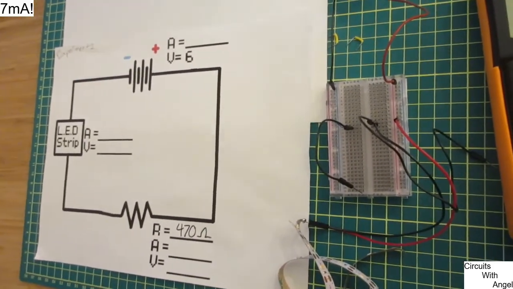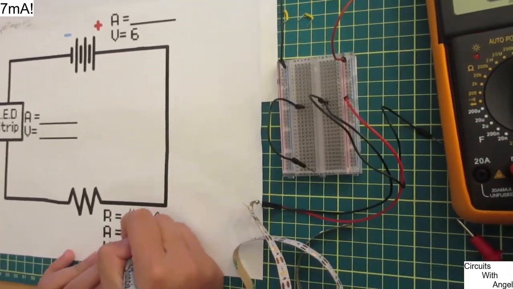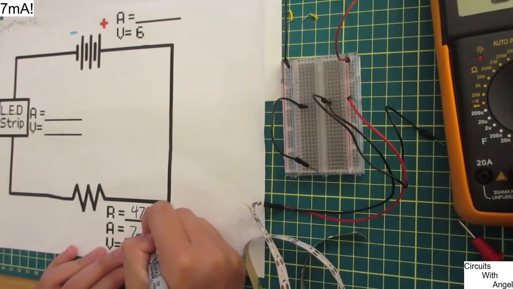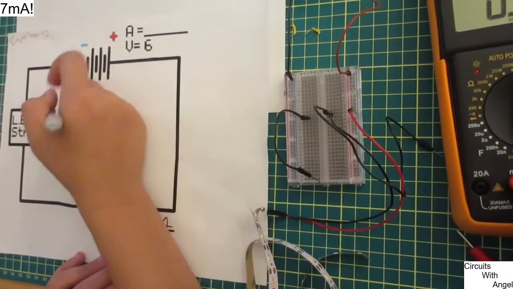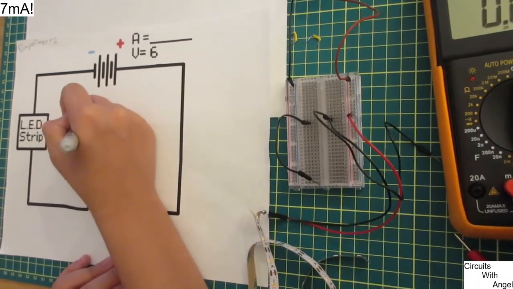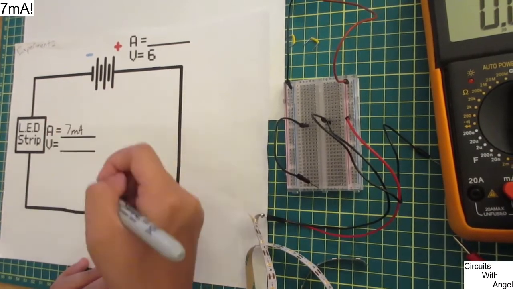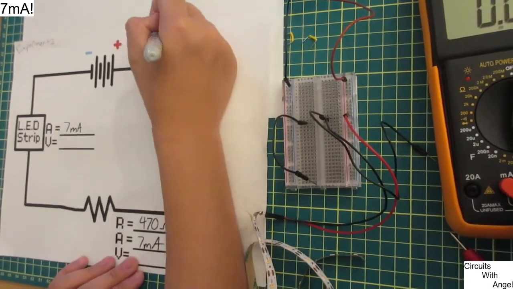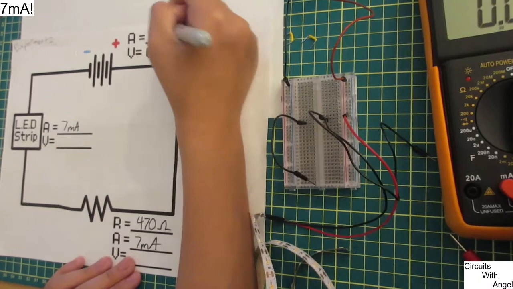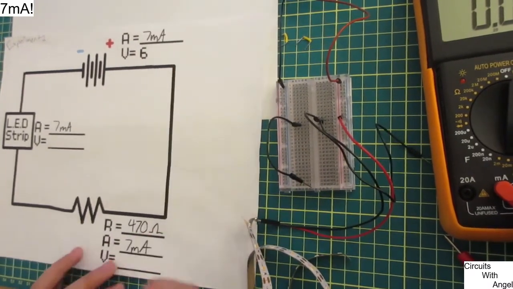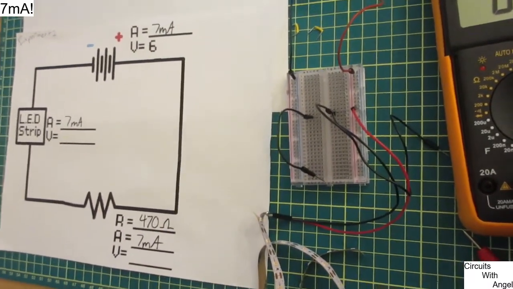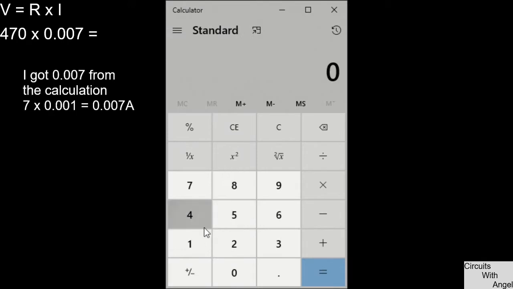I don't know the actual schematic symbol for an LED strip, so I just made a square with LED strip inside it because I don't know the schematic symbol. I even googled it and I didn't see anything. Anyway, let's continue writing that down. Alright, now that that's filled out, we can go to the calculator and calculate our values for voltage.